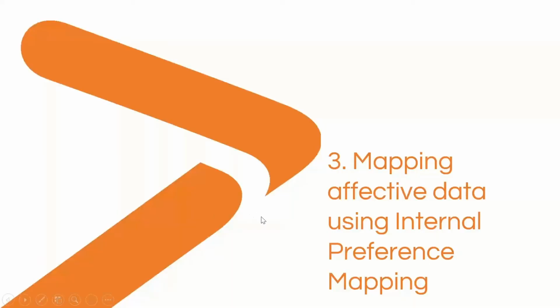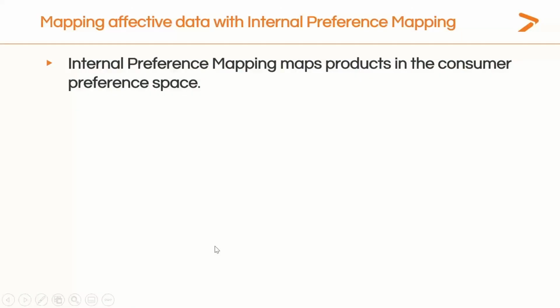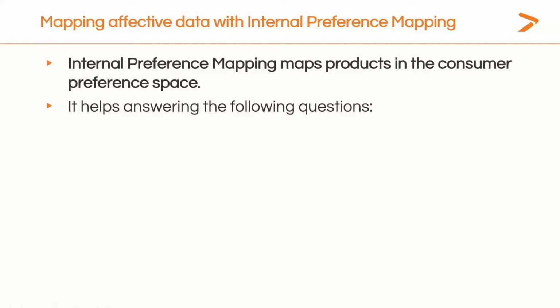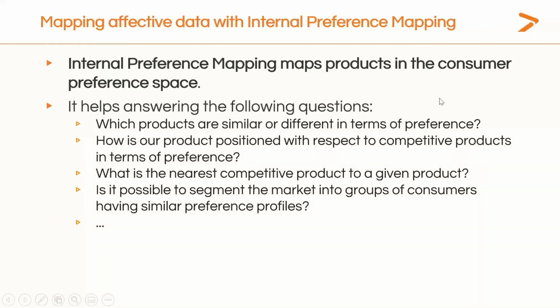Let me start with internal preference mapping. Its purpose is to map affective data using scores such as the scores we've just seen. So internal preference mapping maps products in the consumer preference space. Among the questions we'll be able to answer: which products are similar or different in terms of preference? How is our own product positioned with respect to competitive products in terms of preference, or not in terms of sensory attributes? What is the nearest competitive product to a given product? And is it possible to segment the market into groups of consumers having similar preference profiles? And so on.